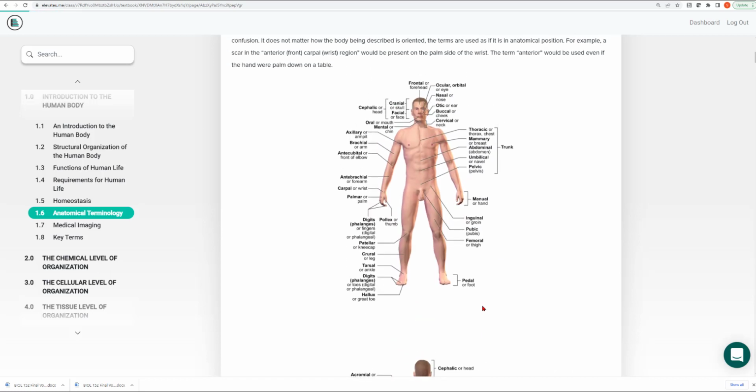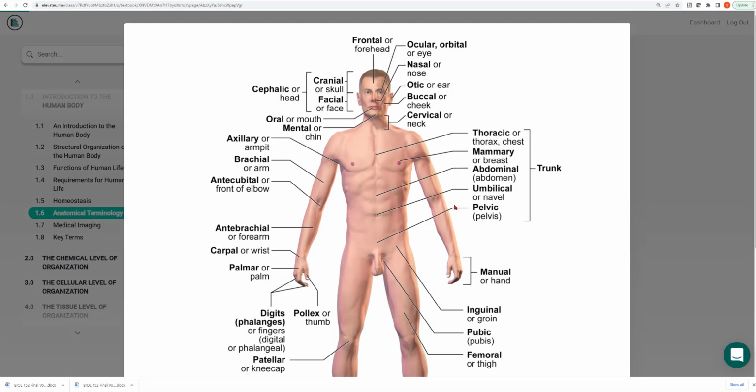Throughout the body, there are regional names. There's a name for everything on the body. Some of these terms are probably very familiar to you, but I'm also going to guess some of these words are not familiar to you. For example, if I said point to your abdominal region, most of you would have no trouble pointing to the stomach region. If I said point to your umbilical region, that's your belly button, that probably would not be a challenge.